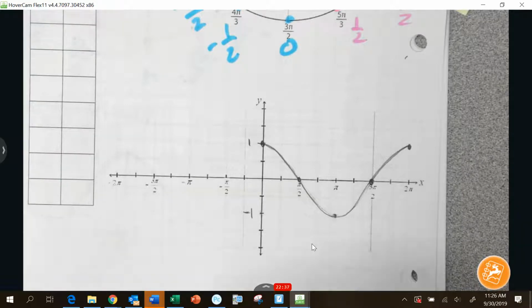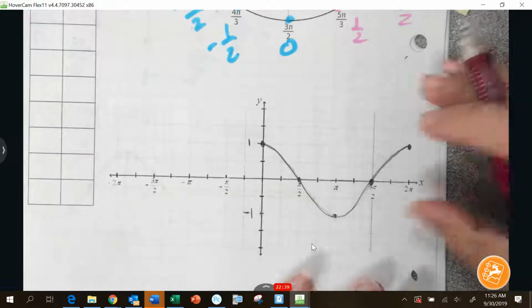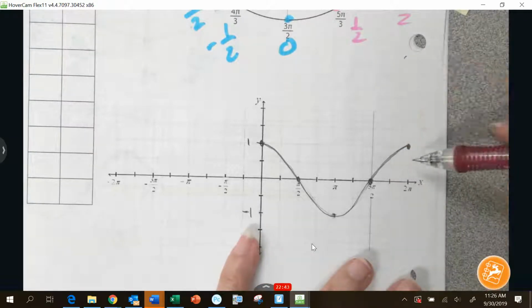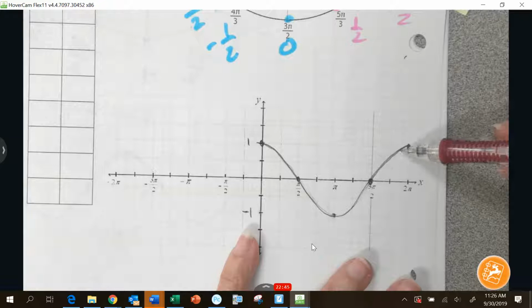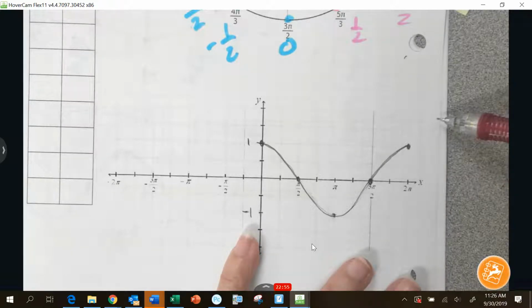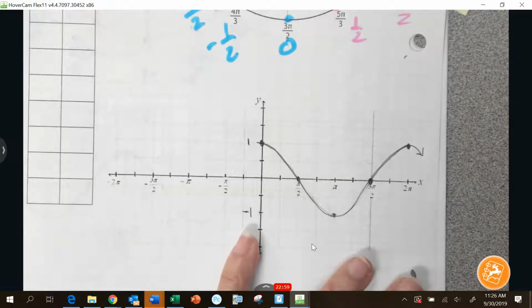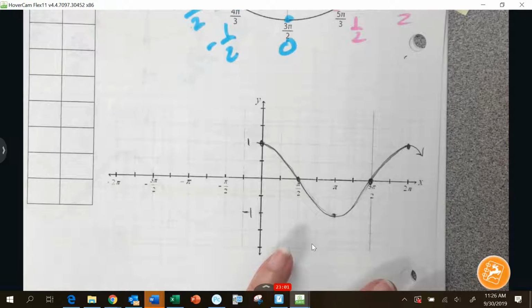All those transformations. When you do graph cosine, here's a pet peeve of mine. At the end of it, where would I go next? I ran out of graphs, so I can't. But where would I go next? I would go back down. So when I go to draw my arrow, I'm not going to draw my arrow going up. I'm going to curve it around and show, I know that it's going to go down next. I just ran out of space.